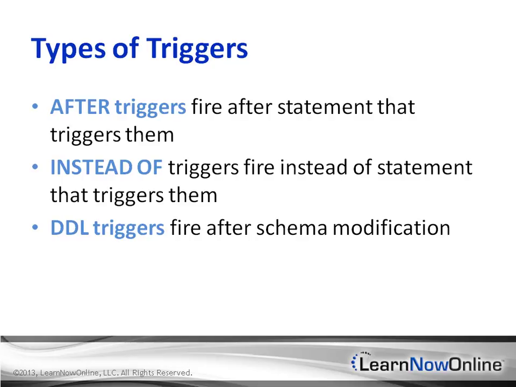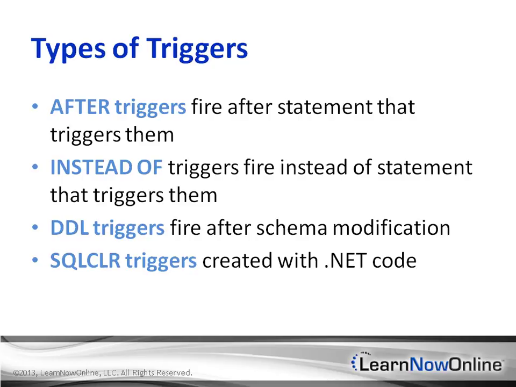Now you can create triggers using either Transact SQL code or .NET code. The latter triggers are sometimes referred to as SQL CLR triggers, although they really aren't a separate type of trigger as such. Instead, they provide an alternative way of creating any of the triggers that I've listed. You can create these triggers using one of the .NET framework languages, such as C# or Visual Basic. And they're useful if you have to have complex procedural code in a trigger. My focus for right now, though, is on triggers that you create using Transact SQL.